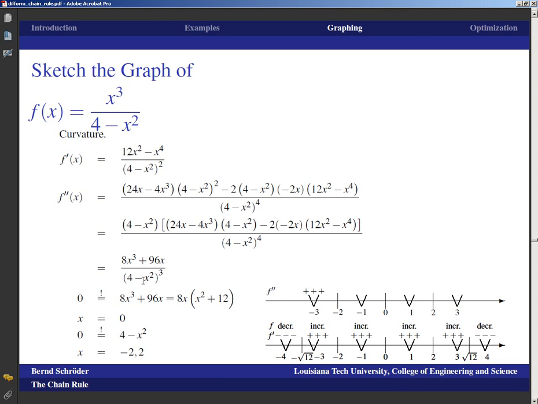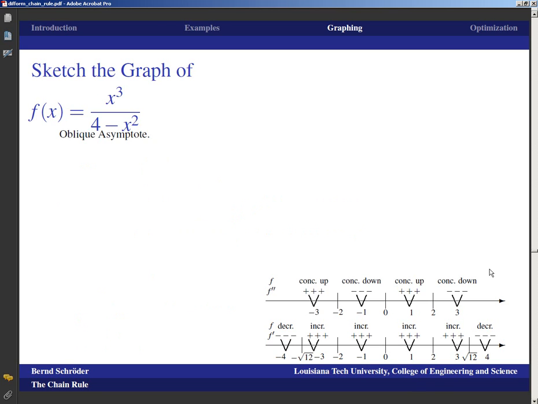Okay, -1 plugged in, 4 minus 1 cubed, that's negative, and you have 8 times the negative number is negative, 96 times the negative number, that's negative also, so you get negative divided by positive this time, so the second derivative should be negative here, and it is. Plug in 1, you get positive divided by positive, so that should be positive. And you plug in 3, you get positive divided by negative, so that should be negative, and it is. Which means the function is concave up, concave down, concave up, concave down in the respective areas. And that does it for curvature.